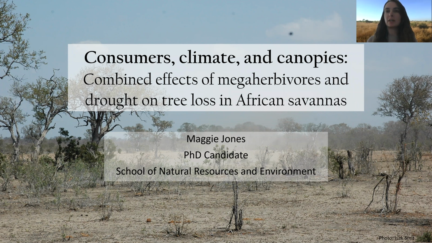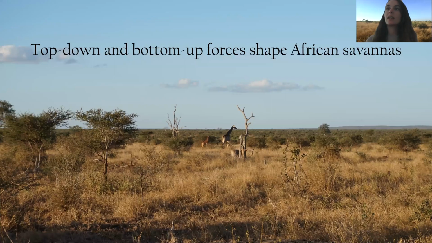Today I'm going to be talking about the combined effects of mega-herbivores and drought on the loss of large trees in African savannas. The African savannas provide a unique opportunity to study the interaction between top-down and bottom-up forces in shaping vegetation patterns. Savannas are characterized by a heterogeneous woody canopy cover with sparsely distributed large trees.